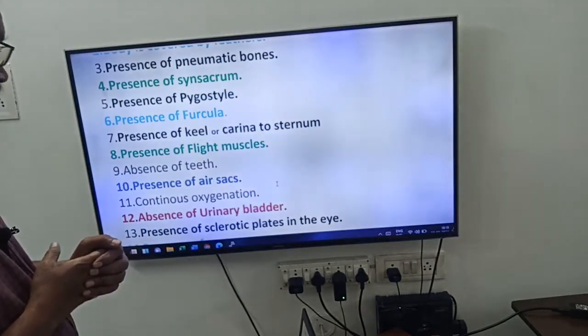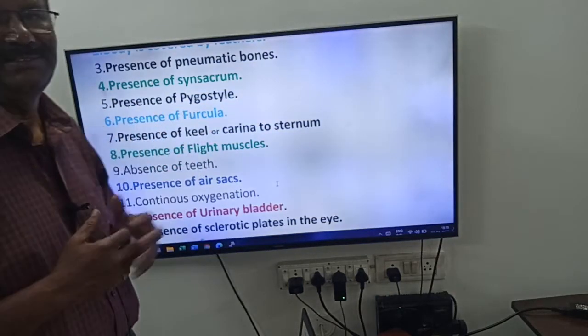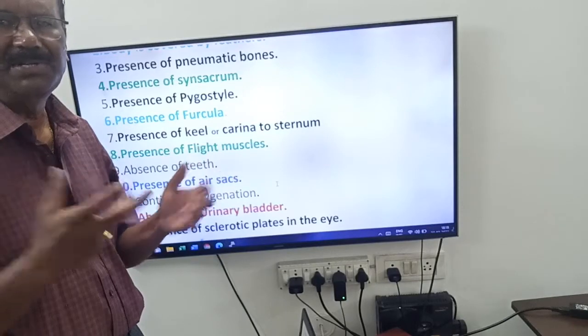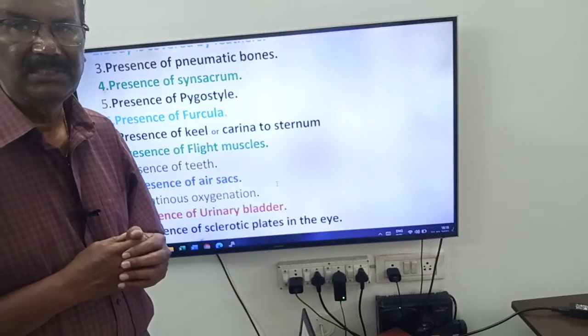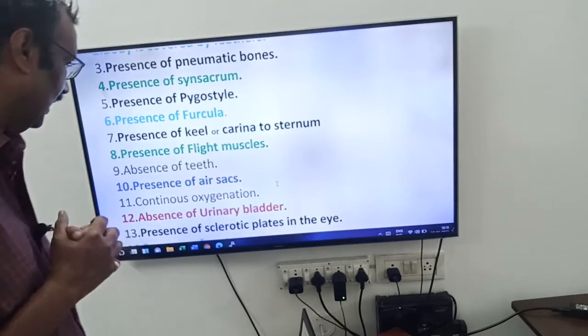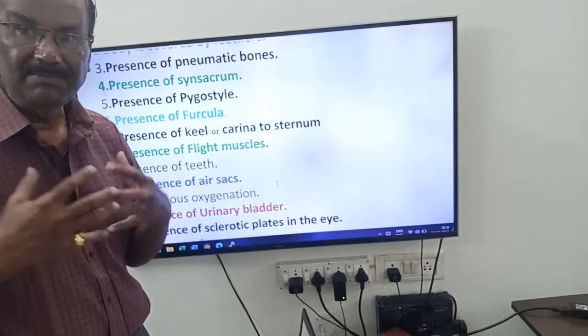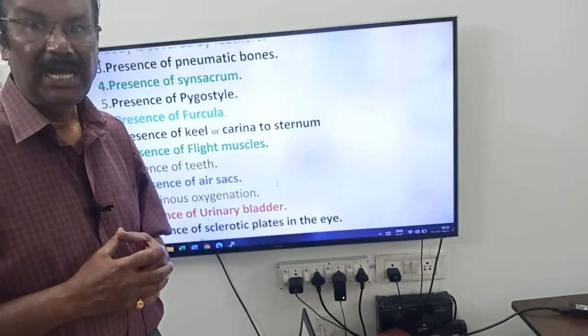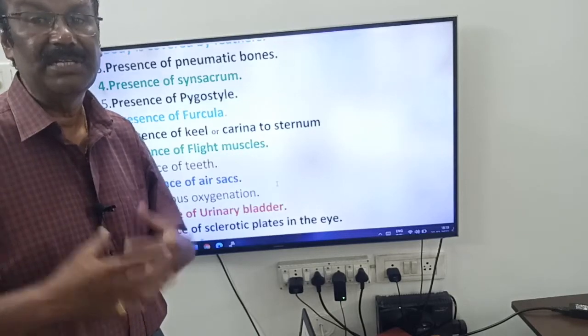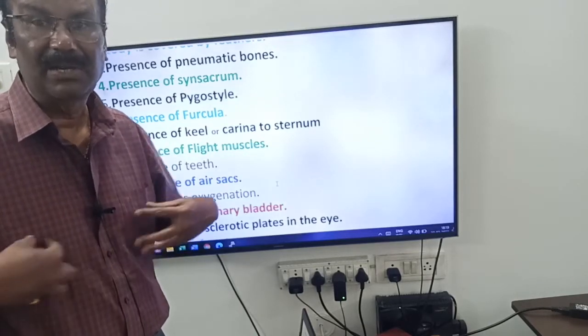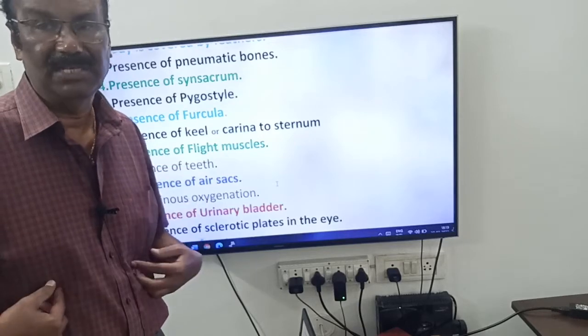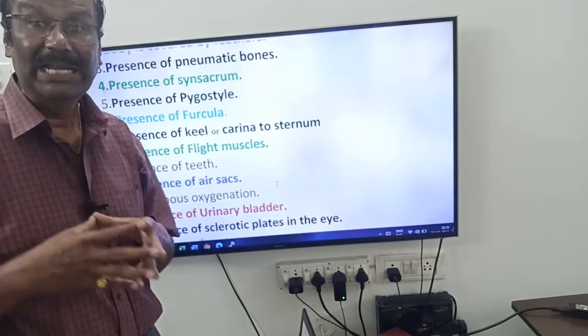Next, friends, absence of teeth. You see, friends, flying birds have no teeth. Next, presence of air sacs. Flying birds have 9 air sacs, friends, in addition to their lungs. These air sacs are present on either side of the lungs, on each side of the lungs. In total they have 9 air sacs.